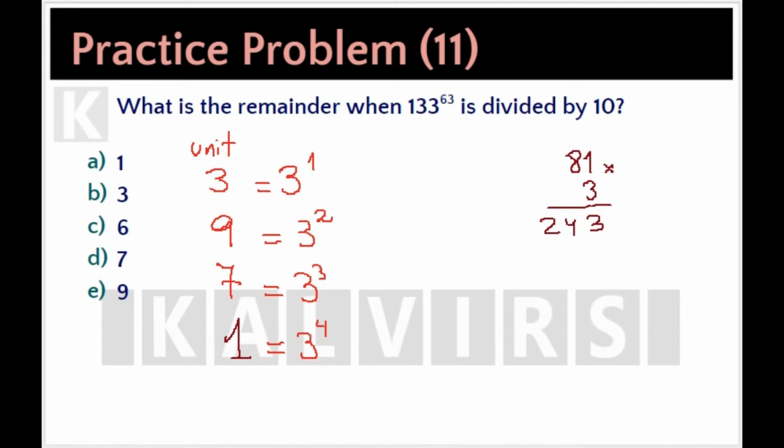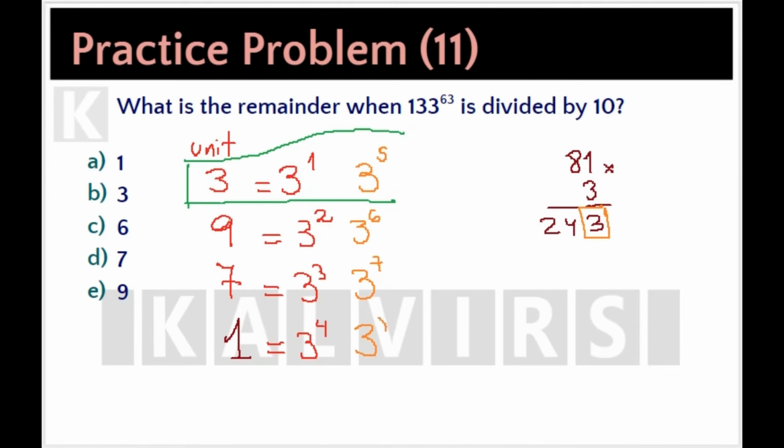Now, 3 to the fifth power is 81 times 3, which is 243. But the unit digit is 3. It means that 3 to the fifth power is on the first row. Therefore, here is 3 to the sixth power, 3 to the seventh power, 3 to the eighth power, and so on. Note that it's a sequence of 4 different unit digits.